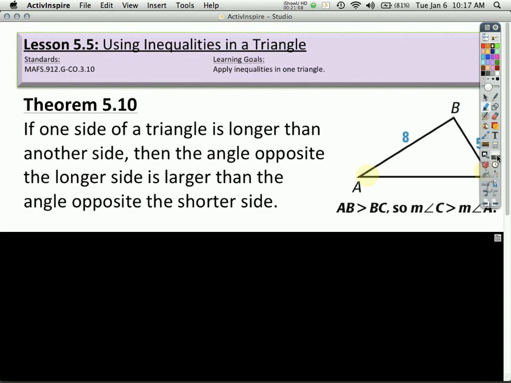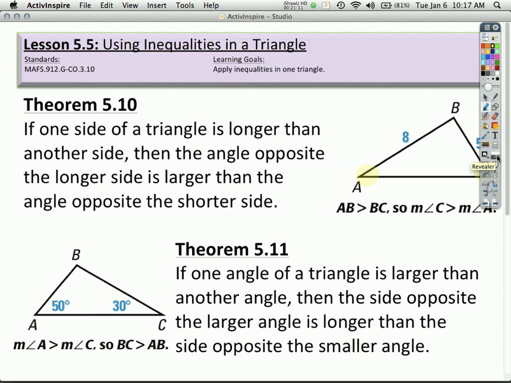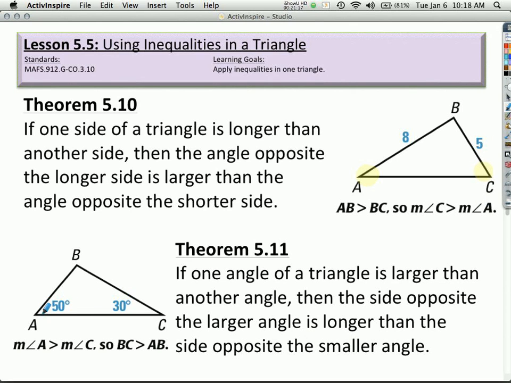Theorem 5.11 is the converse. If you have an angle in a triangle that's bigger than another angle, then the side opposite that angle will be larger than the side opposite the other one. So here we have a 50 and a 30, which means that segment BC will be longer than segment AB. I don't know the exact measurements, but I know that one is going to be longer than the other. Does anyone have any questions about that? So it works in both directions. That means that the original and the converse, both true. Anyone have any questions?